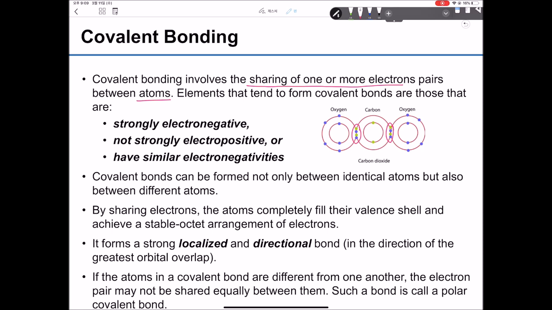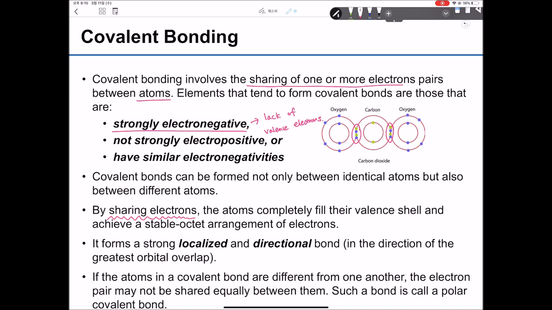So what it means is, it is strongly electronegative, so it is missing a number of electrons. They are lacking valence electrons, right? So they want to cover that space. They want to bring more electrons and put more into that valence band. That's what they want to do. And covalent bonds can be formed not only between identical atoms but also between different atoms by sharing electrons. The atoms completely fill their valence shell and achieve a stable octet arrangement of electrons.